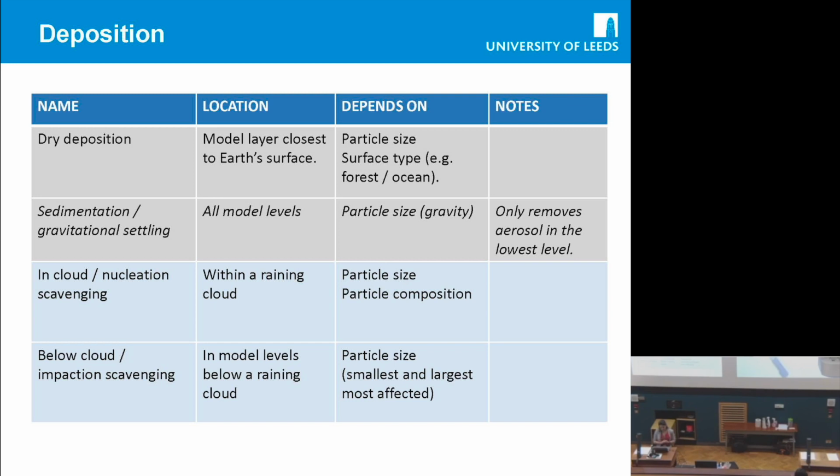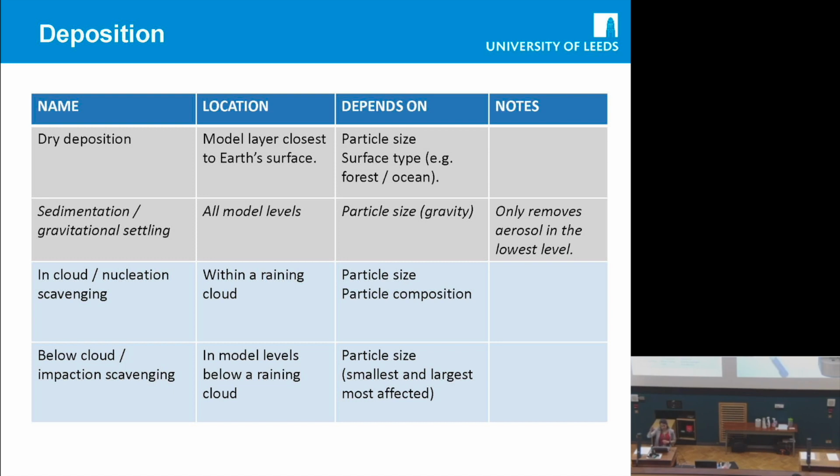There's two processes that are, so the top two you could call dry deposition, I think, and the bottom two are related to clouds, so not dry. So within a cloud, I mentioned previously that you can have this processing that actually kind of gives you larger particles. The other thing that can happen, though, is that if the cloud rains, then you're going to lose your particles from the atmosphere. So again, it's size dependent and potentially dependent on the composition as well.